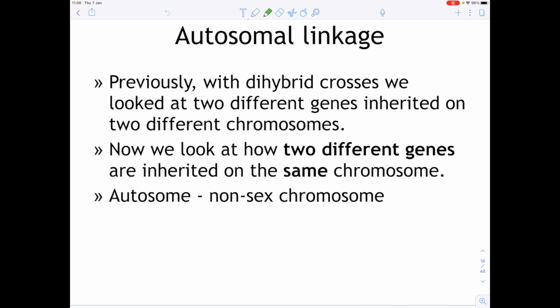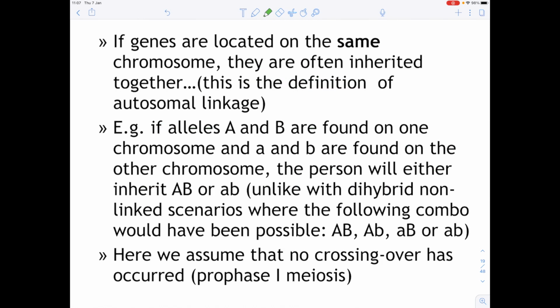Just to recap with dihybrid crosses, remember we were looking at two different genes inherited on two different chromosomes, and fundamentally that is the biggest difference when we look at autosomal linkage versus the dihybrid cross. We're looking now at two different genes which are inherited on the same chromosome. Just to remind you that an autosome is a non-sex chromosome, which makes sense. Autosomal linkage is all about looking at two different genes located on the same chromosome, which happens to not be a sex chromosome. Sorry, this is quite wordy, but it is important that you know it.